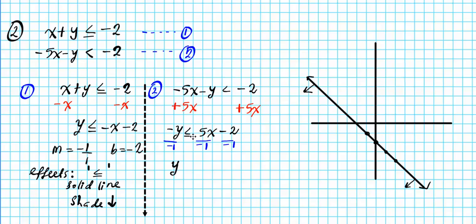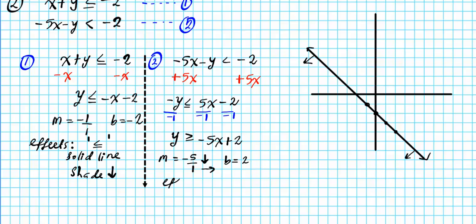Now, when you divide by a negative, what happens to the orientation of your inequality? It always flips, okay? So don't forget that. It becomes y greater than or equal to negative 5x plus 2. All right, so our slope here is negative 5 over 1. We're going to rise negative 5, which is a fall of 5, and run 1, starting from 2 on your y-axis. All right?